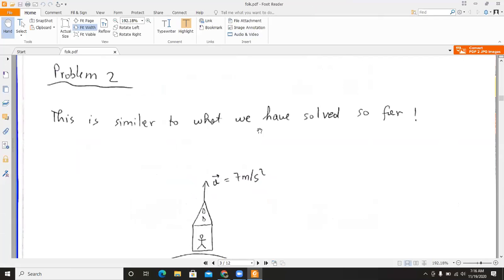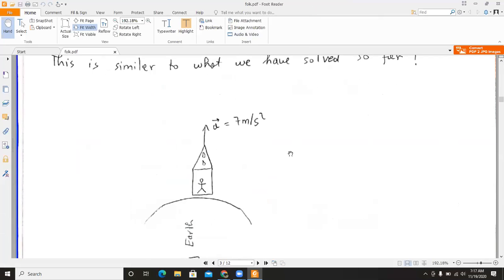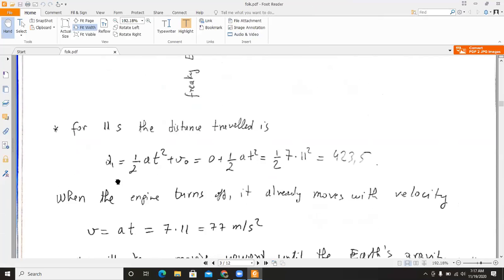Good. So this is similar to what we have solved so far. I have given you an example, if you remember, in the problem solutions, and it's almost exactly the same thing. So what happens for, let's say, 11 seconds? It is moving with an acceleration of 7 meters per second squared, going upwards for 11 seconds.